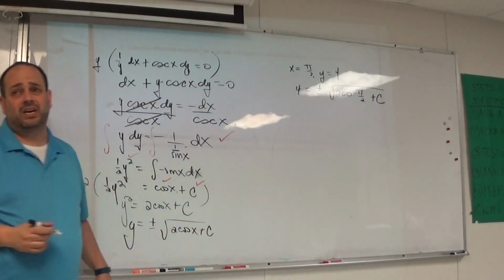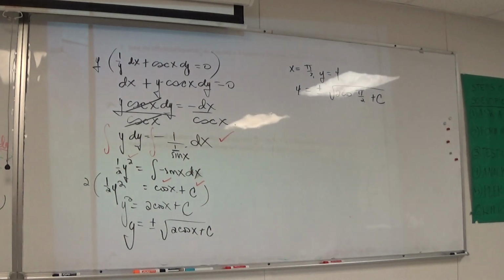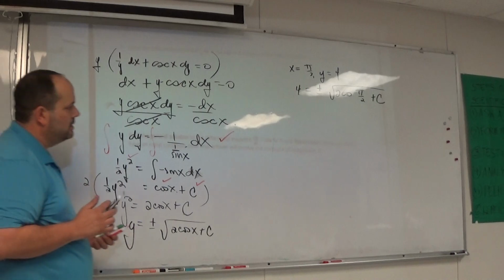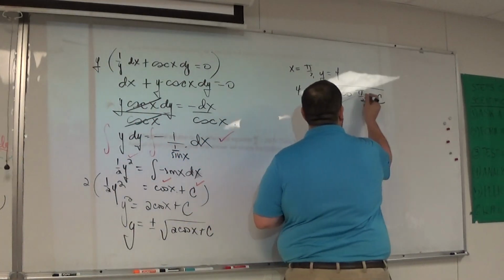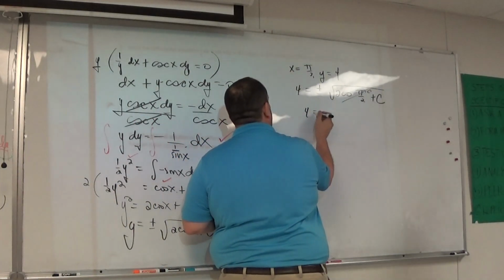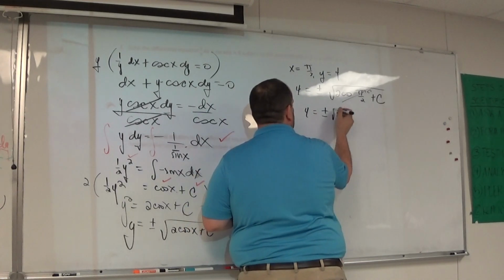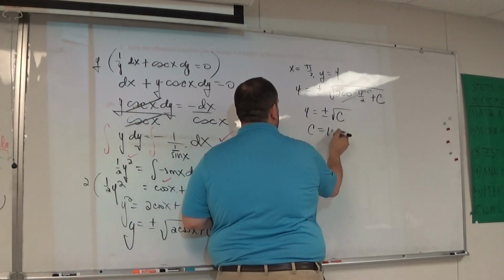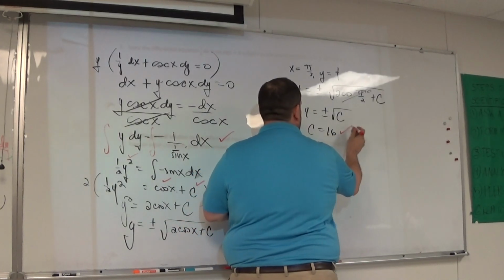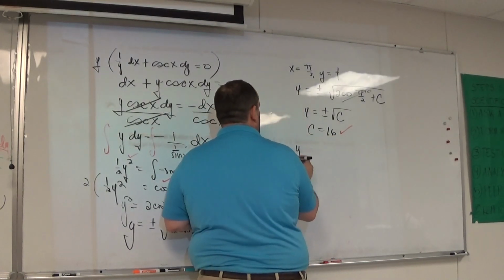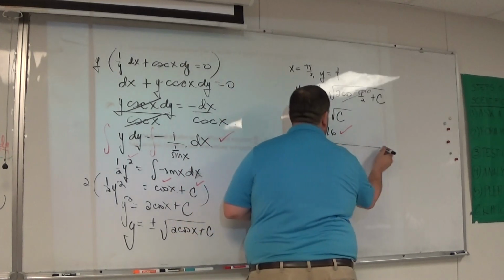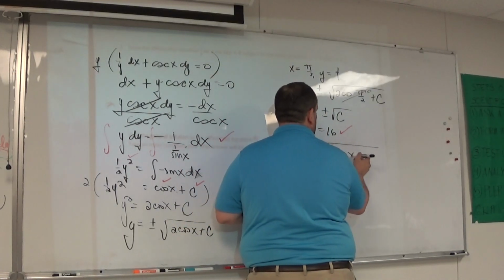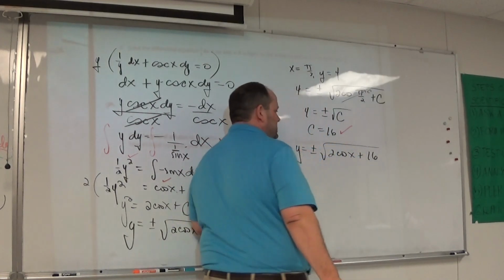I'm still pushing the trig. That's what I do. Cosine of pi over 2 is 0. So 4 is plus or minus the square root of c. C is 16. You probably just picked up another point. Y is plus or minus the square root of 2 cosine of x plus 16.